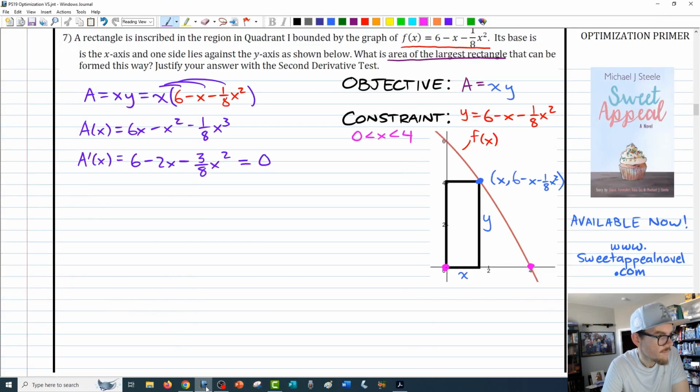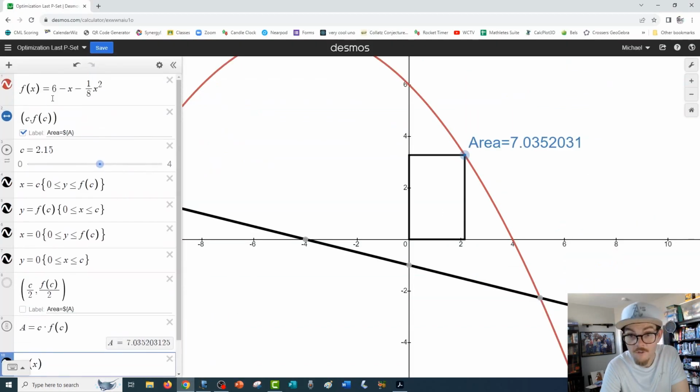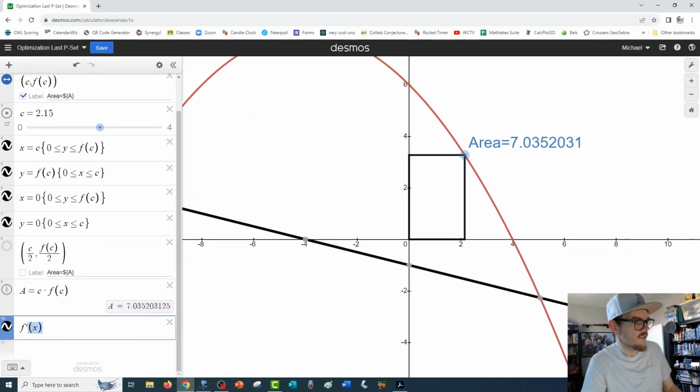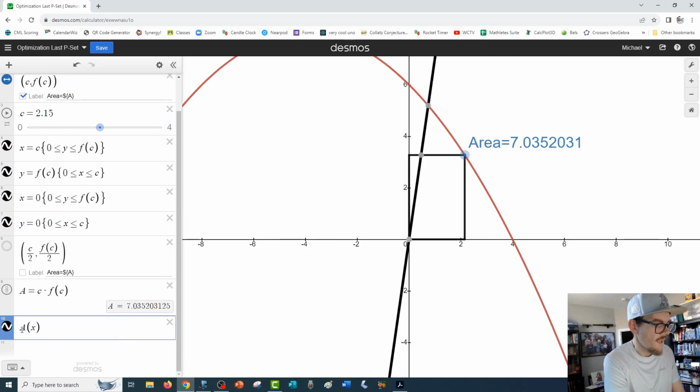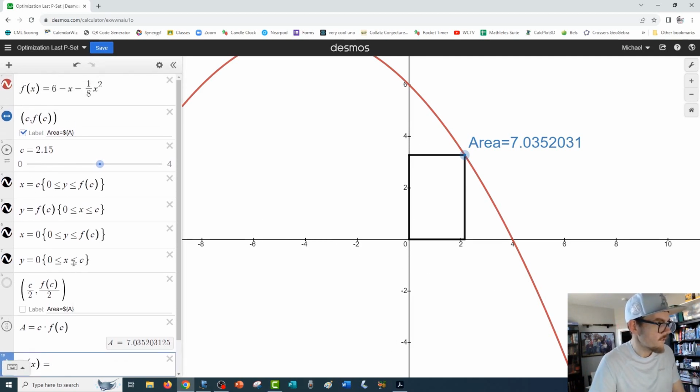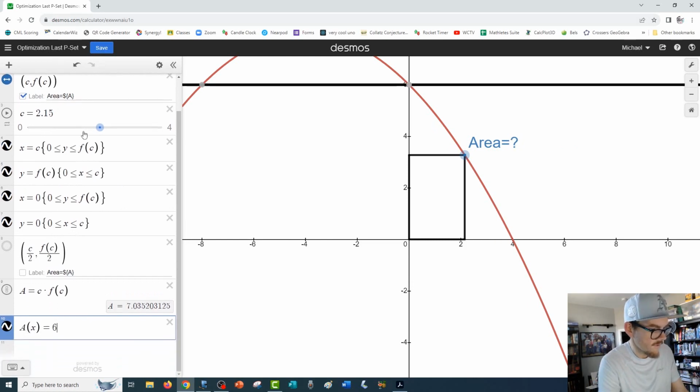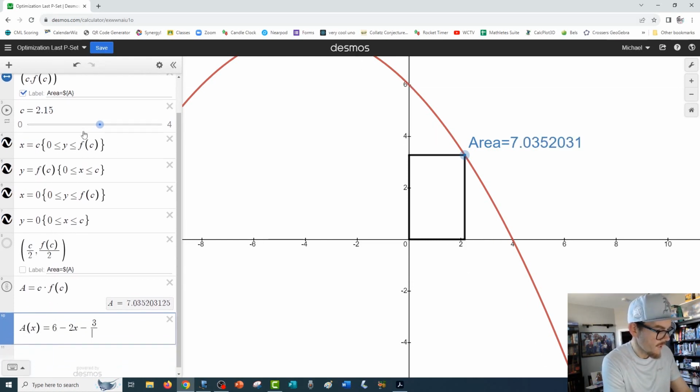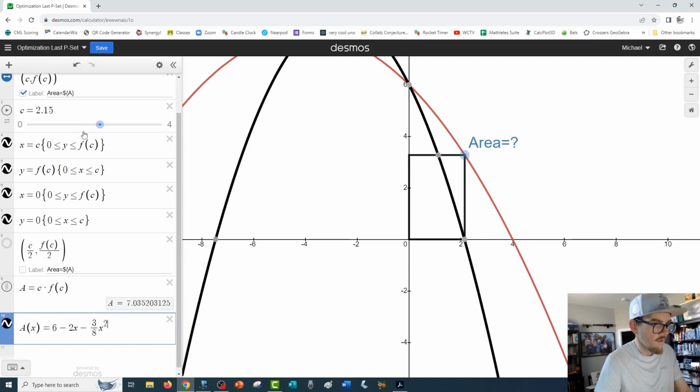Let's see here. Oh, it wasn't. Sorry. We want 6 minus 2x minus... Yeah, there's a mistake here. I can't choose just f prime of x, of course not, because that doesn't include the relationship that we have. So instead, let's just call this a of x. And a of x is going to be equal to, it was this times x, so I think it was 6 minus 2x minus 3/8 x squared.